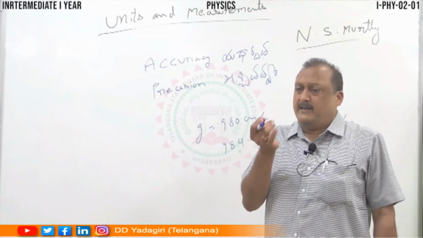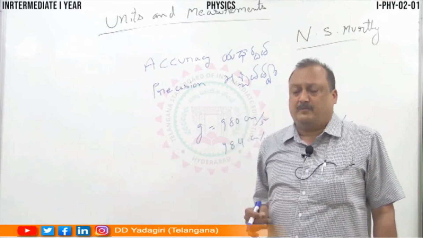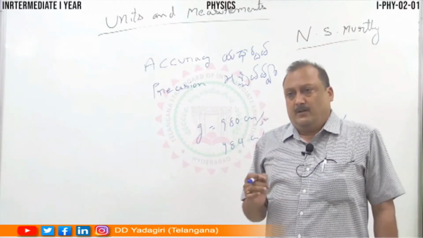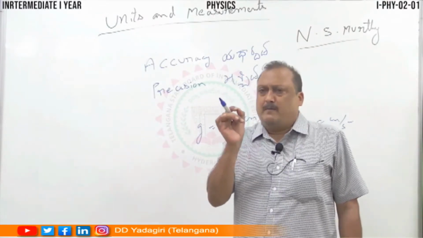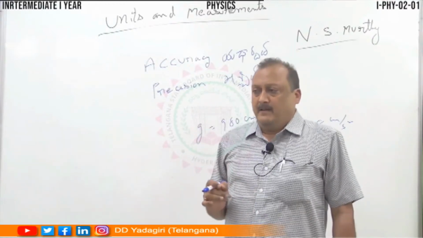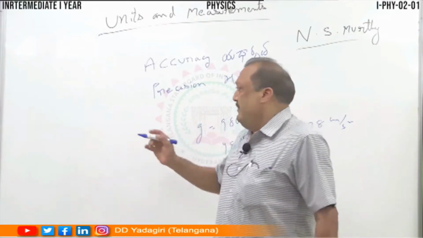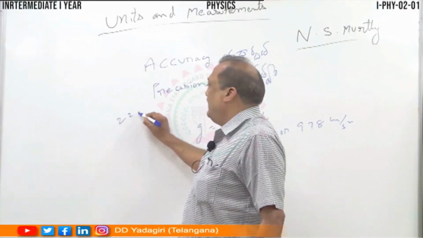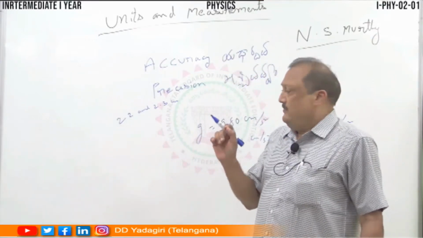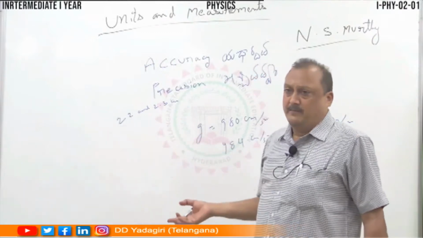The least measurable amount using an instrument is called the least count of that instrument. Least count of an ordinary scale is 1 millimeter. We can measure up to 1 millimeter accurately using an ordinary scale. If an object's length is in between 2.2 and 2.3 centimeters, we cannot measure it. Either you can take 2.2 or 2.3.